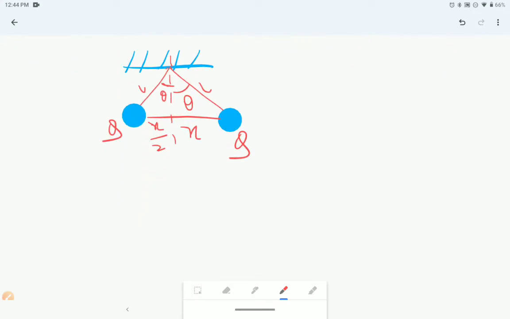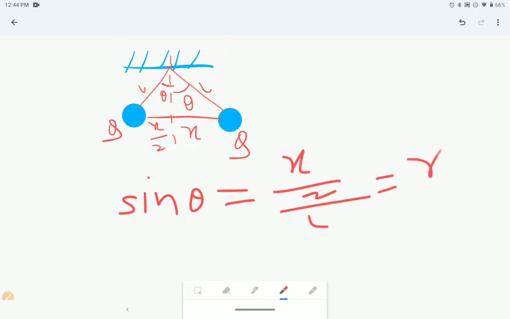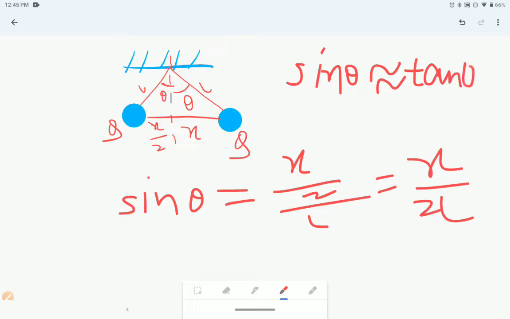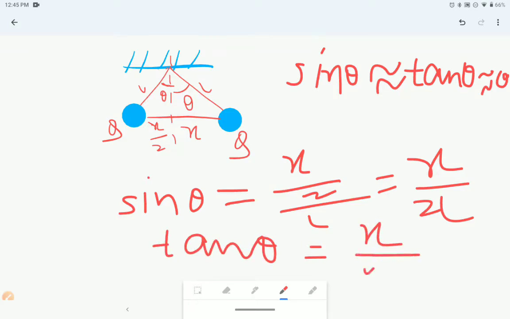Now by trigonometry, let's say sin theta. What is sin theta? Opposite side upon hypotenuse, which is x by 2 by L, which is x by 2L. Now if we carefully observe, theta is small in the question. I already told you sin theta is nothing but tan theta, which is nothing but theta. So tan theta is also x upon 2L.